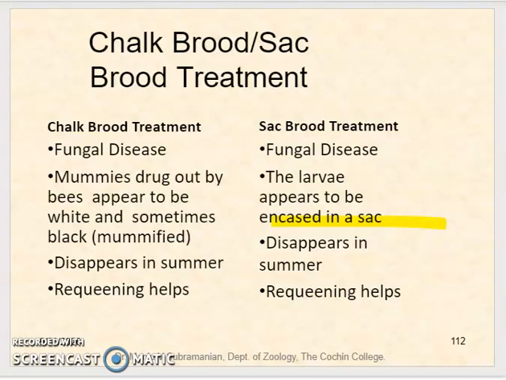Aspergillus flavus and other related species may cause mycosis, a fungal disease. Then Pericystis apis causes chalk brood, in which the larva becomes dull white and hardens, and within a few hours the larva dies. So there are fungal diseases caused by Aspergillus, bacterial diseases caused by Bacillus, and protozoan disease. So these are the diseases and pests that were discussed.